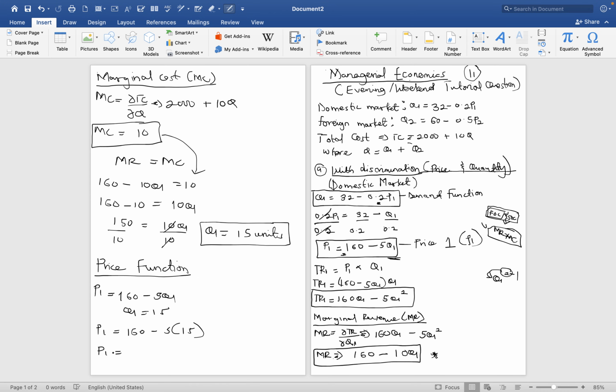So take note, we started from the side, this is the continuation. It was because of my page split, that's how come it got to the left-hand side. I'm sorry about that. It won't happen again. In the next lesson, I'll try and check it. So 160 minus 5 times 15, 5 times 15 would give us 85. So I have P1 to be 85 cedis.